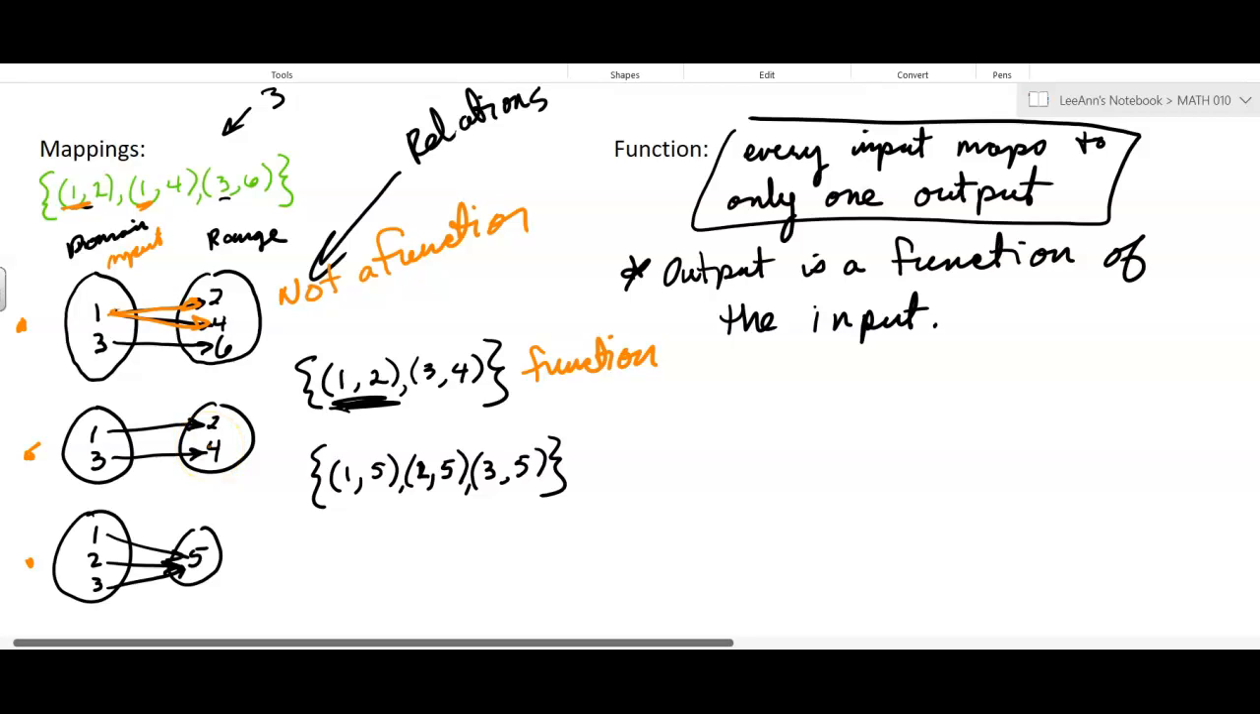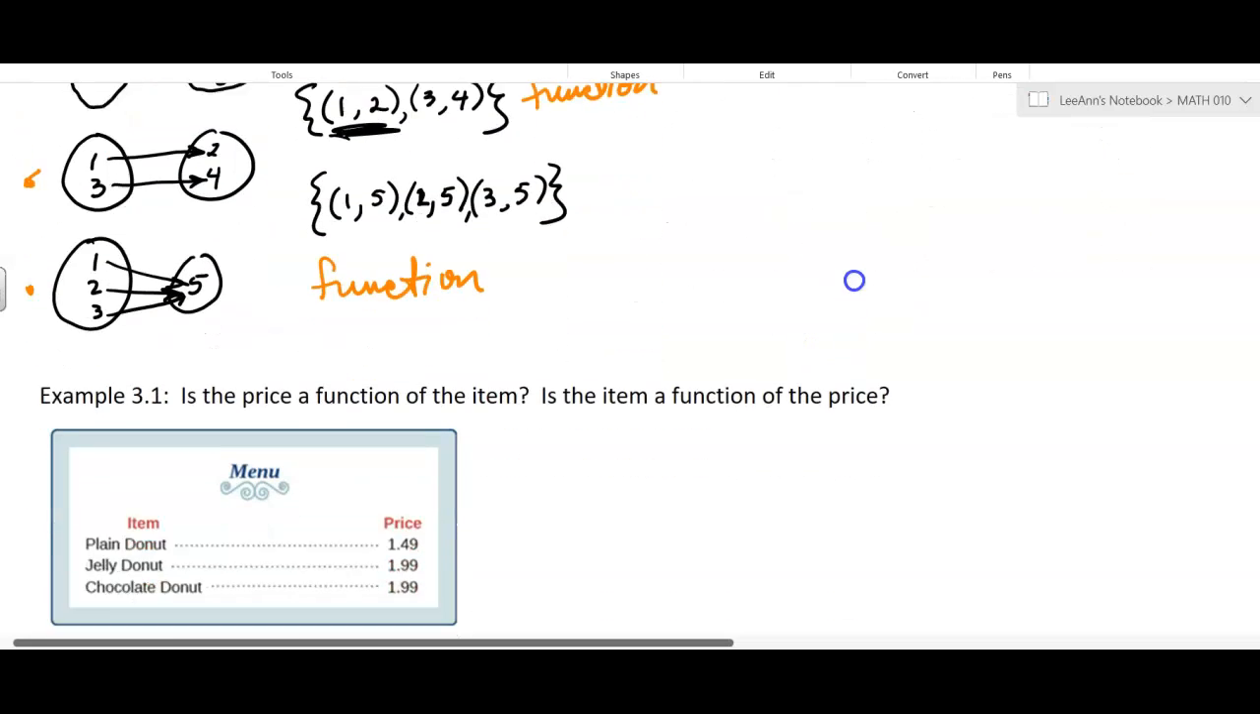Do you think that one's a function? I'm letting you think. Yeah, it's a function. Because the 1 only goes one place, the 2 only goes one place, the 3 only goes one place. So yeah, it's a function. They all go to the same place, but that's okay. All right? So that's how you know if something is a function. Mappings are really handy that way.